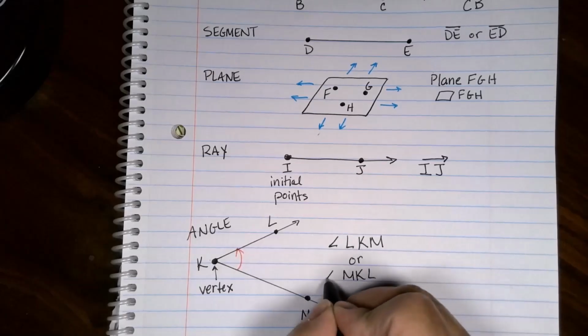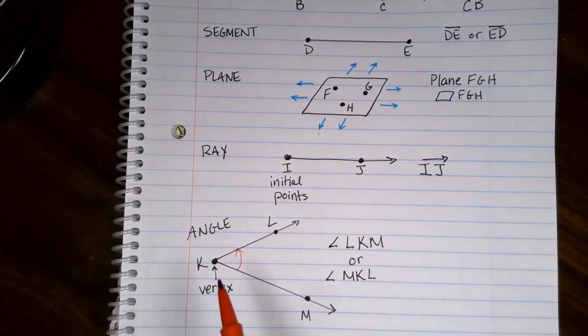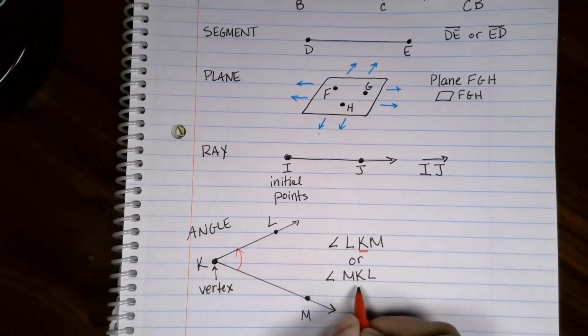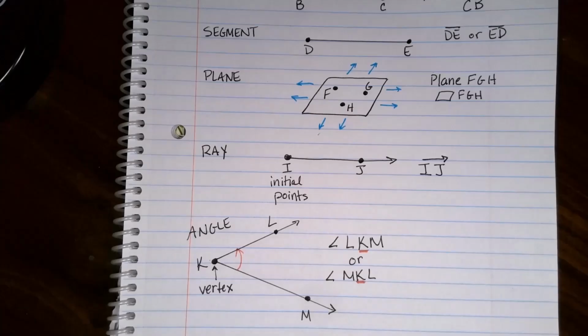Now, I did something very specific there. I can't start with the K because the K is the vertex. It needs to be in the middle of those 3. And we'll talk about that more as we get into the course and we talk about angles.